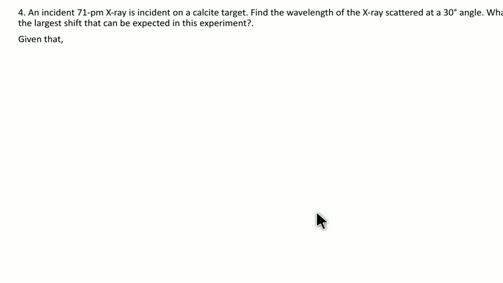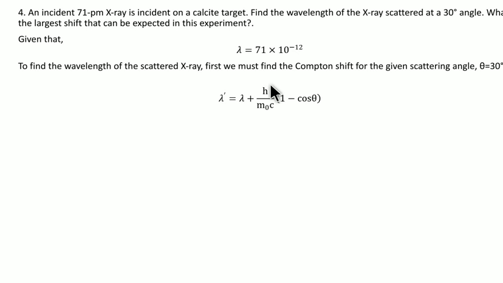Now go to the next one. An incident X-ray of 71 picometer falls on a calcite target. Find the wavelength of the X-ray scattered at 30 degree angle. What is the largest shift that can be expected in this experiment? First note down the given data, the incident X-ray which is 71 picometer, which is converted into meter, so we multiply by 10 to the power minus 12.